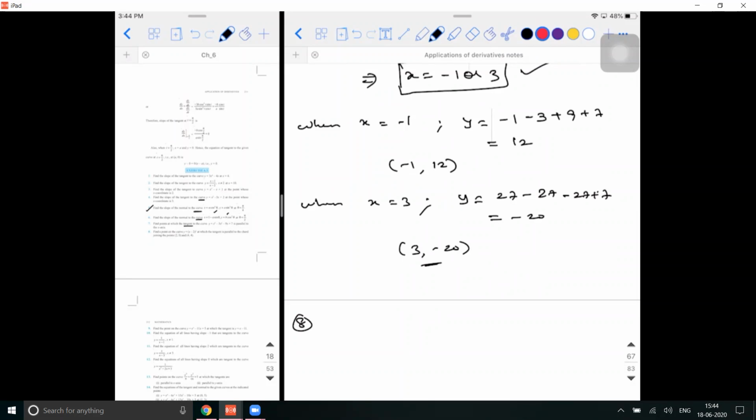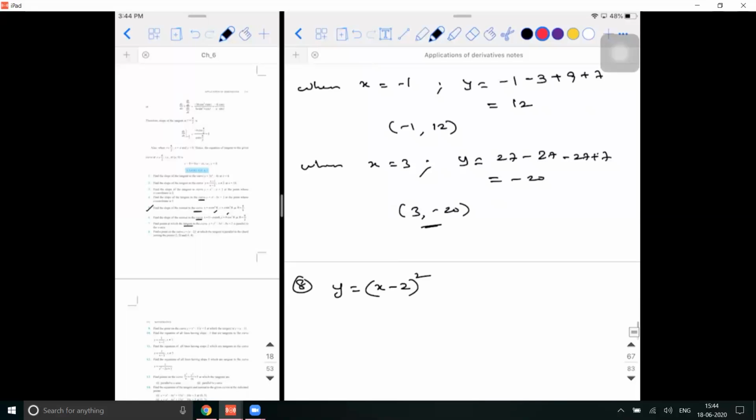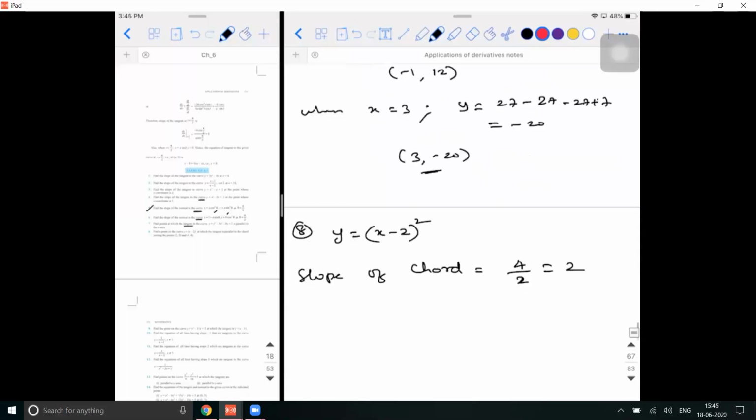Next, find the point on the curve y is equal to x minus 2 the whole square, at which the tangent is parallel to the chord joining the points. So you have to just differentiate, find the slope and equate it to slope of the chord. So what is the slope of the chord? Slope of chord is y2 minus y1 divided by x2 minus x1, that will be 2.